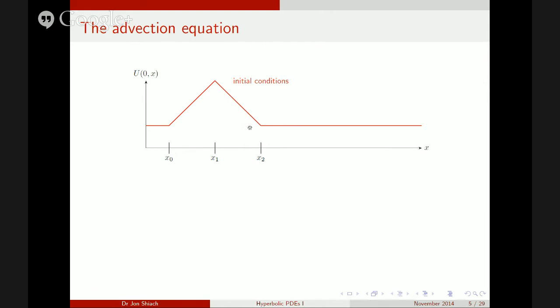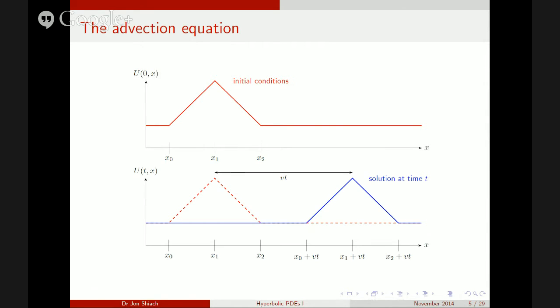So if this is the initial profile, I've called this bend in the profile x0, this spike here x1, and this bend x2. What's going to happen after a period of time is that triangular profile is just going to be moved down the channel. Notice in the blue graph at the bottom, I've still got exactly the same shape as the initial profile. It's just been moved down the channel.